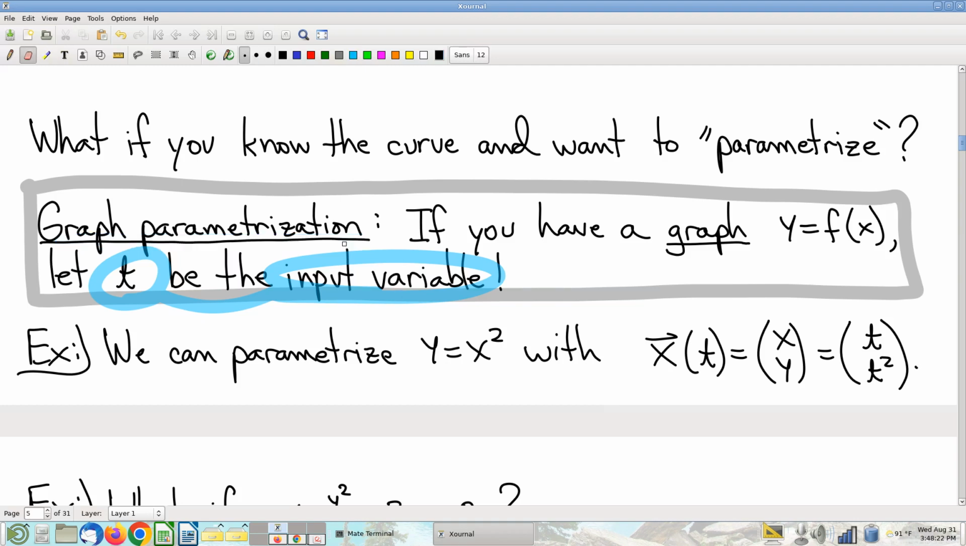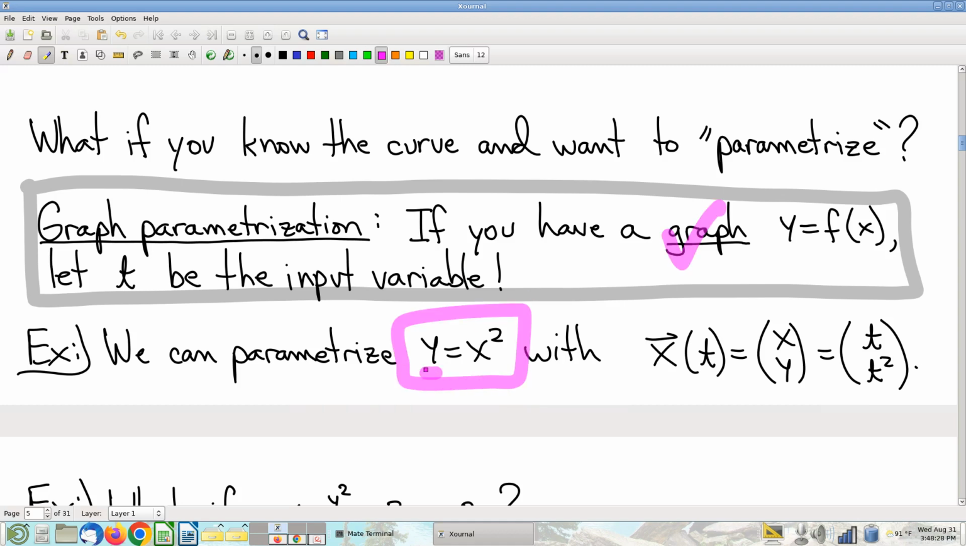Let's see one. Okay, here's a graph. That's a graph because I've solved for y. Y is given explicitly here as a function of the other variable x, as so. All right, so now I'm just going to follow the instructions. It says let t be the input variable. Okay, the input variable is x, so I'm going to let x equal t.